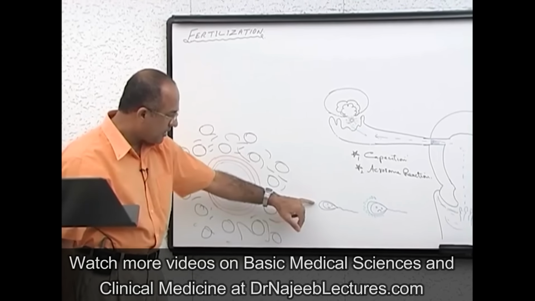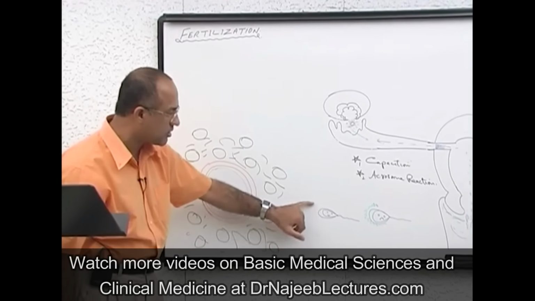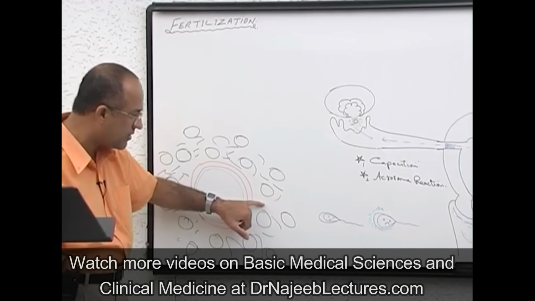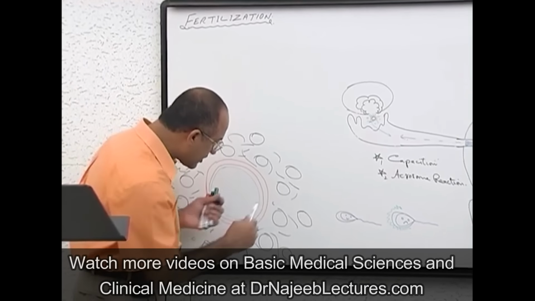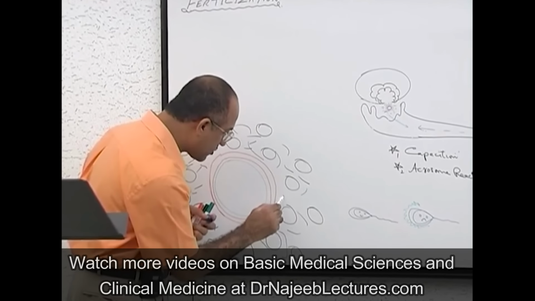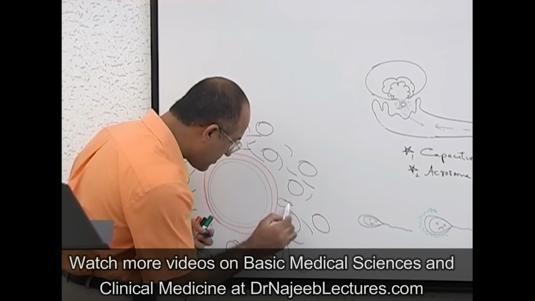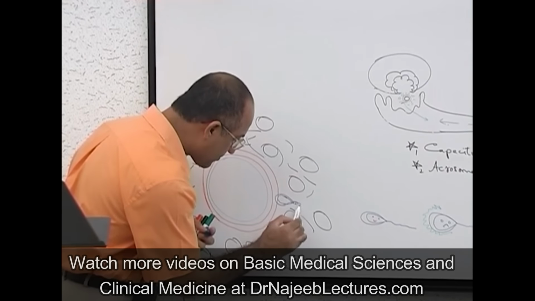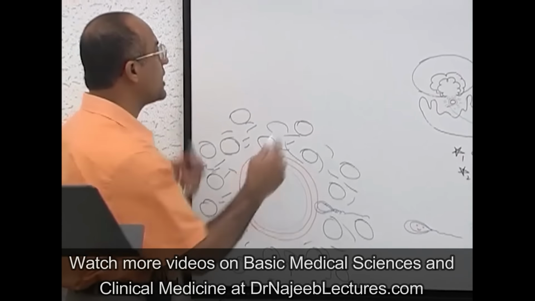Now, once it is capacitated, its glycoproteins and seminal plasma proteins are removed, it will pass easily through that. But as soon as it touches the zona pellucida, it undergoes another reaction. Let me show that reaction.